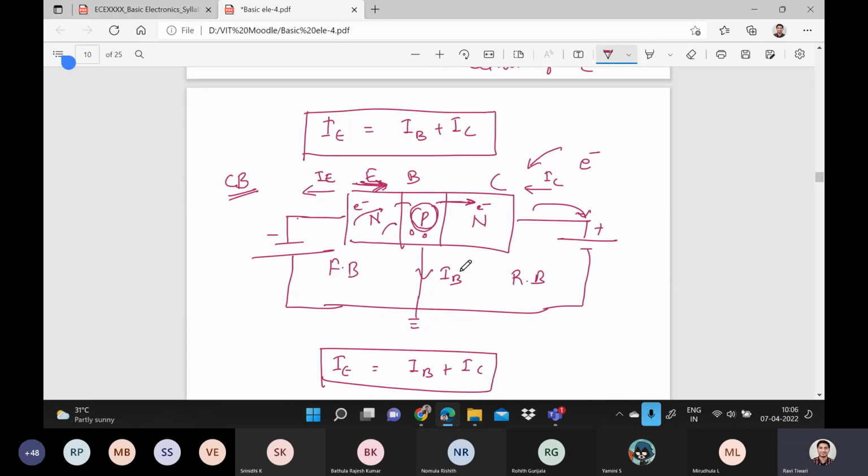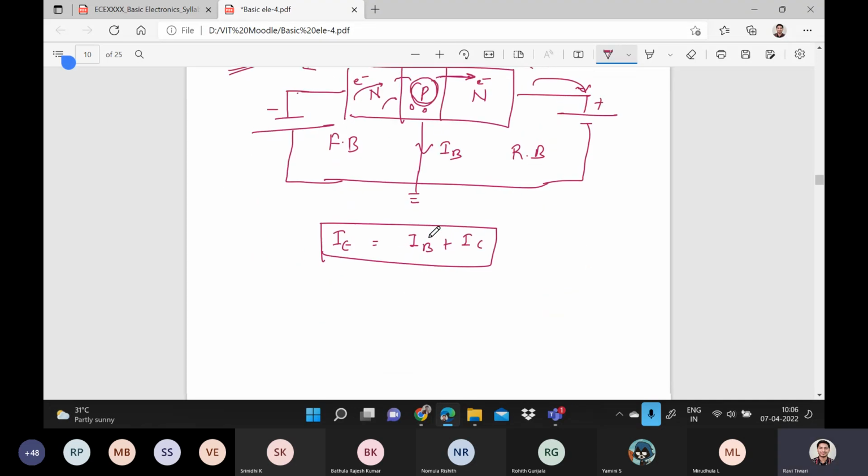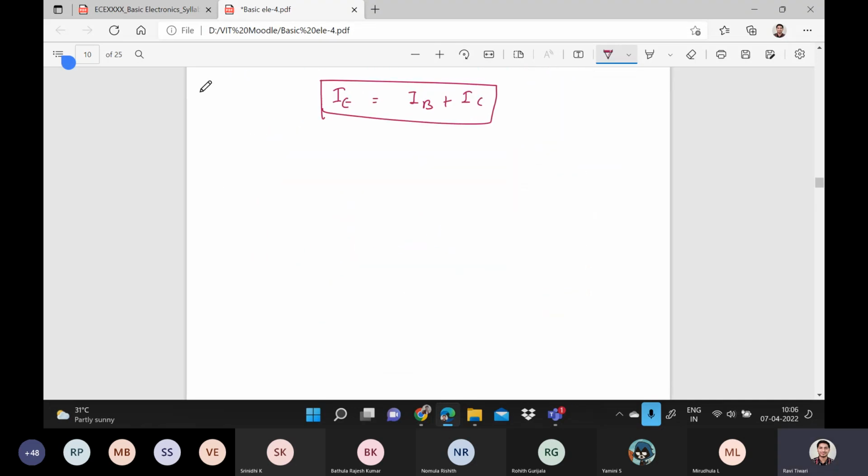So we have seen the operation of NPN and PNP transistors. What are the advantages? Lower power supply voltage is sufficient. That is some advantages. Okay. And now we will see why we are connecting like common base, common collector. Okay, so let's see the configuration.